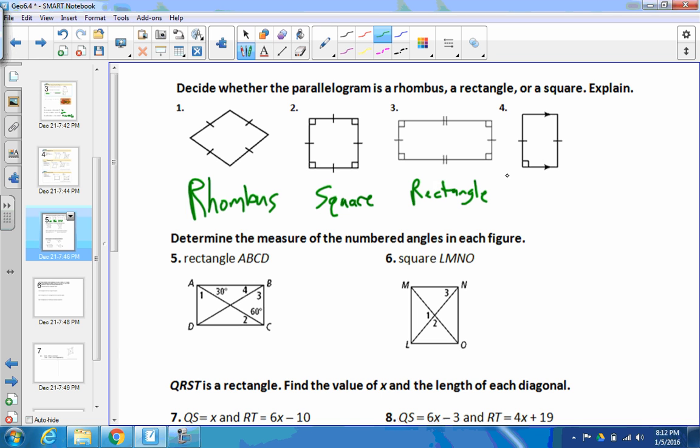And this last one, we're given one set of parallel sides, one set of opposite congruent sides, and one right angle. Now, based off of these parallel lines, we also know that this is a right angle right here. So that would be two right angles.